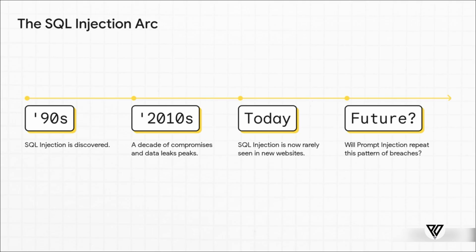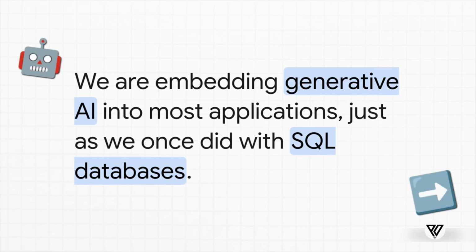That question mark for the future? That's a really, really big question mark. The parallel is just staring us in the face. Right now, we are in a frantic race to cram generative AI into everything. Customer service, coding, data analysis, you name it. We're doing it with the exact same gold rush excitement that we had for SQL databases. But are we doing it with our eyes open to these fundamental risks that can't just be patched away?